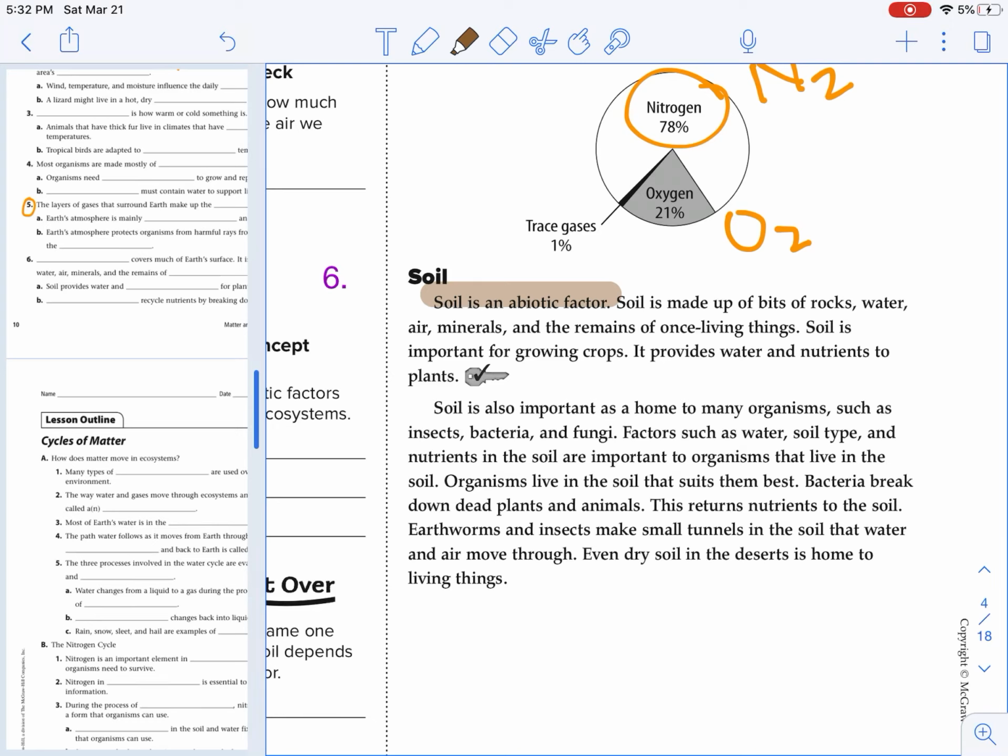Bacteria break down dead plants and animals. This returns nutrients to the soil. We'll actually talk about that, the decomposers, a little bit later in this chapter. Earthworms and insects make small tunnels in the soil that water and air move through. Even dry soil in the desert is home to living things.